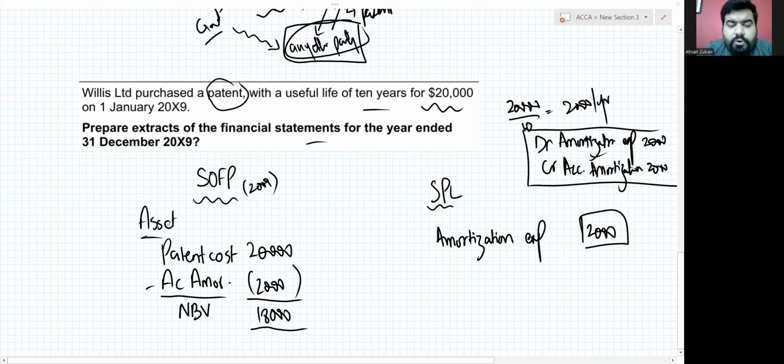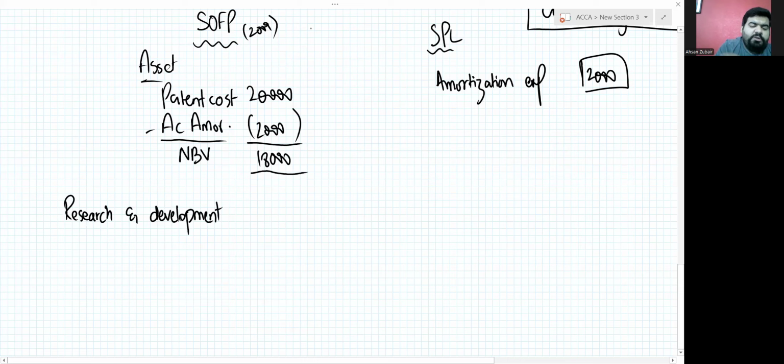Now we are going to do the topic research and development. As I told you, research and development is basically a non-current asset, but not a tangible one. It's an intangible non-current asset. So we will have the complete discussion for this research and development. That's a major topic of this chapter.